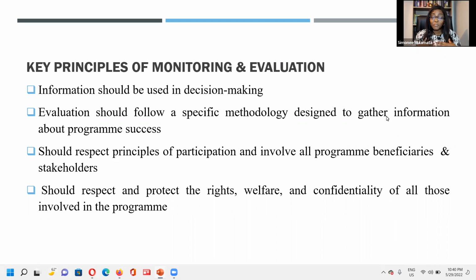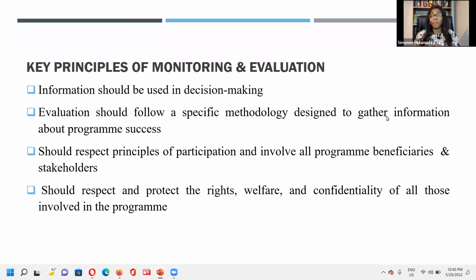And then evaluation should follow a specific methodology designed to gather information about program success. Here, I want to talk about the fact that we need to understand that the evaluation component is also part of research. M&E is part of research. We have different forms of research, and that is why when we talk monitoring and evaluation, we also want to talk of how you write research proposals. So the research methodology should be designed to gather information about your program success.